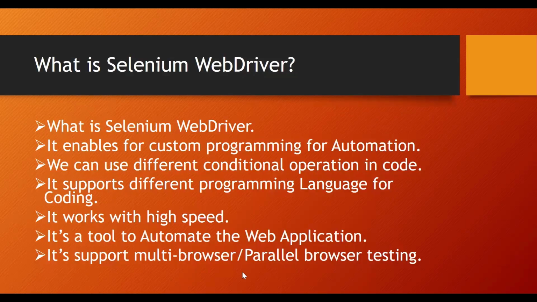The fifth point is that it works with high speed. The reason is that the Selenium WebDriver architecture is simpler than the other tools of Selenium. It controls the browser from the OS level, directly interacting with the browser without any intermediary. Without any intermediary platform, it directly interacts with the browser. This is the reason it works with higher speed.